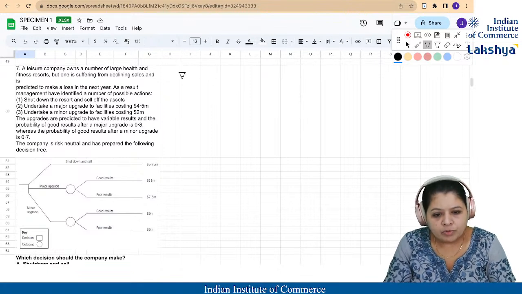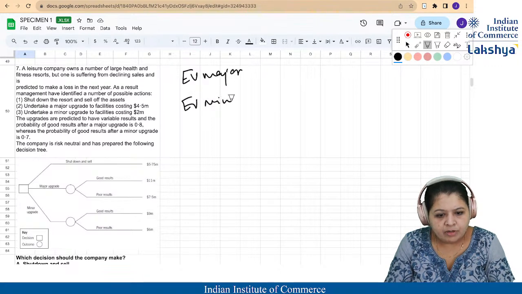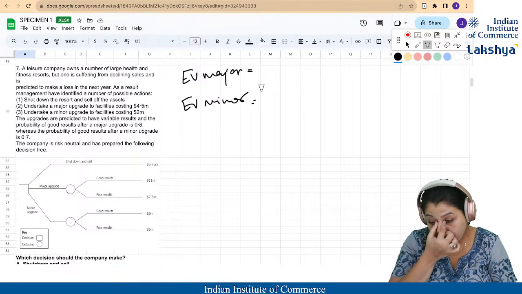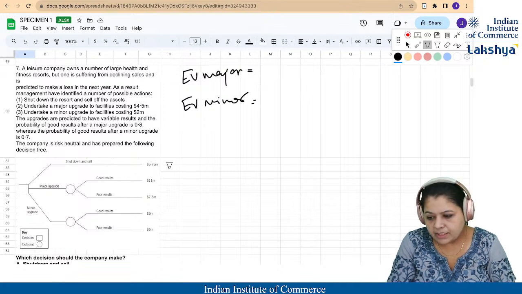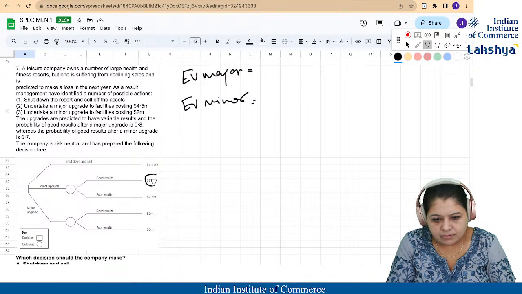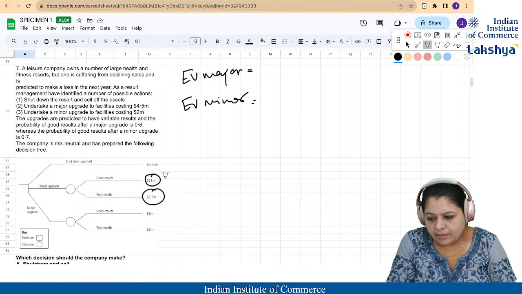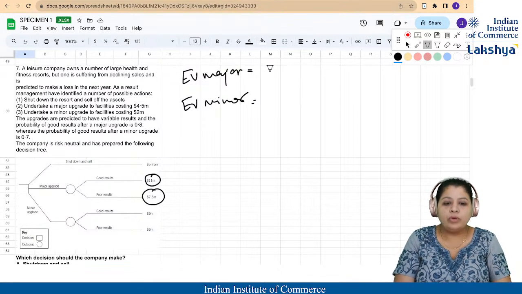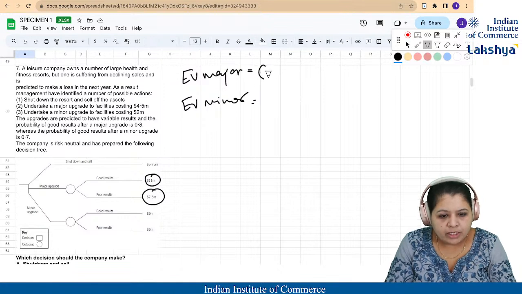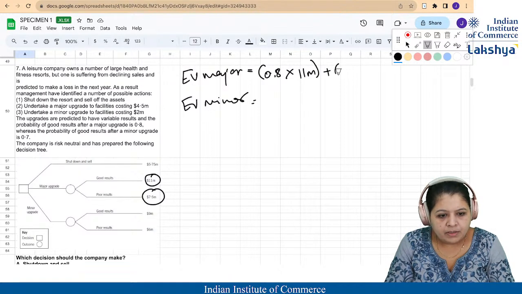Now here, what are you supposed to do? You're finding the expected value for the major and the minor upgrades. So how do you find your EV? Your probability times the profit it is making. If you see the major upgrade, the probability of a good result is 0.8. That means a poor result is 0.2. So what am I going to do here? I'm going to say 0.8 times 11 million plus 0.2 times 7.5 million.